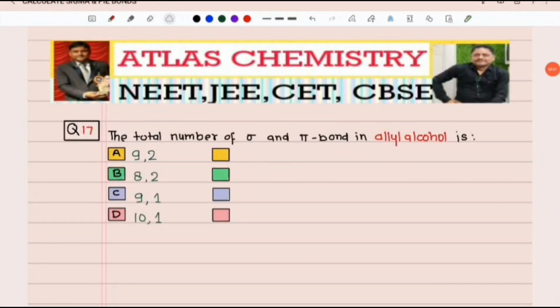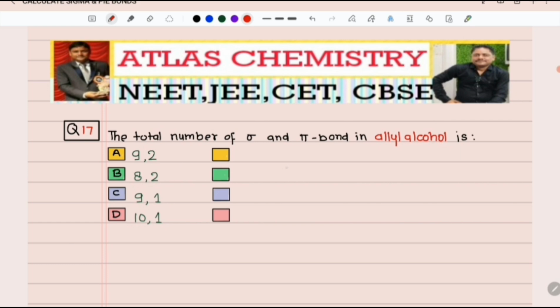Next, question 17. The question is the total number of sigma bonds and pi bonds in allylic alcohol. The options given are 9 sigma bond and 2 pi bond, 8 sigma and 2 pi bond, 9 sigma and 1 pi bond, 10 sigma and 1 pi bond. So first of all we have to see what is the structure of allyl alcohol. It must have an allylic group.